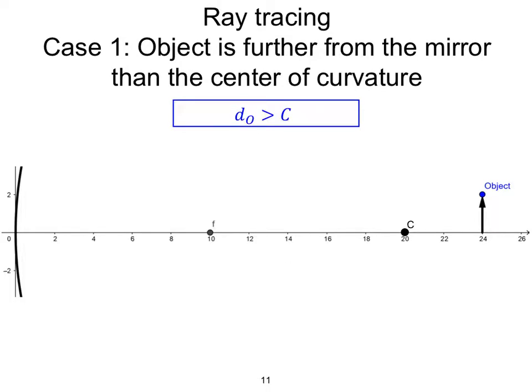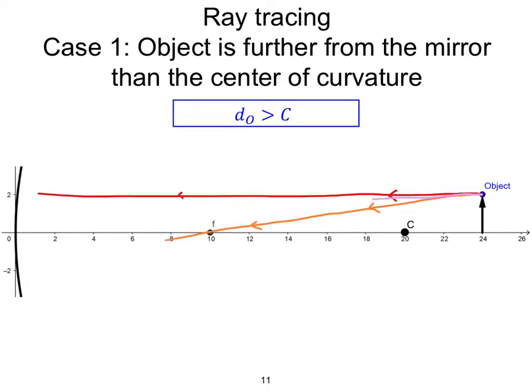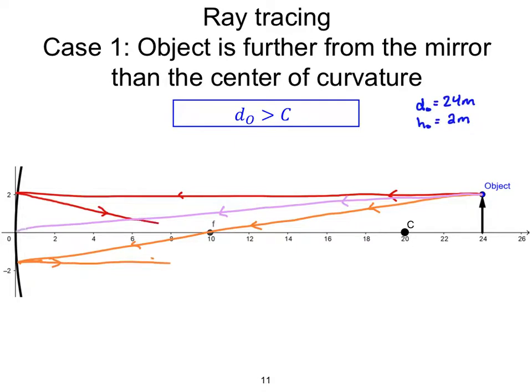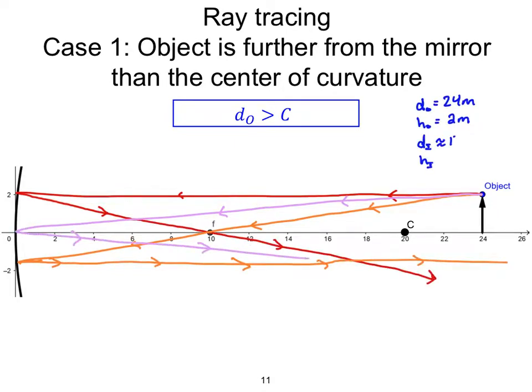Let's look at the first case when the object is far from the mirror and DO is greater than C. First, I will draw the parallel ray, then I draw the focal ray, and finally, I draw the central ray. You can draw these rays in any order, that is just the way I like to do it. We find that the distance of the image is about 17 meters and its height is about 1.5 meters. So the image is closer to the mirror than the object and smaller. The image is also real and inverted.